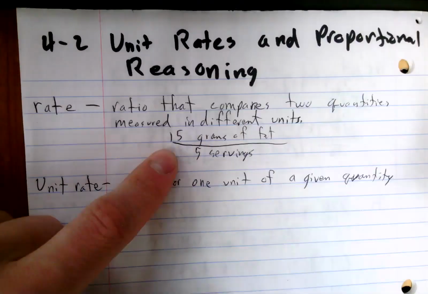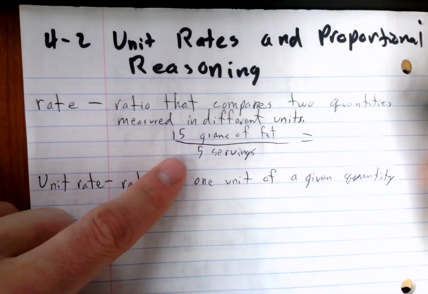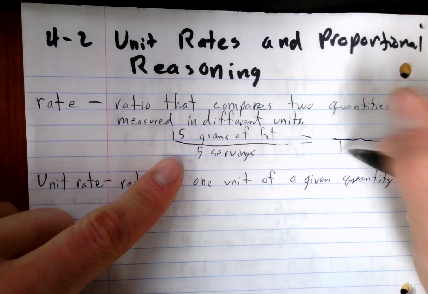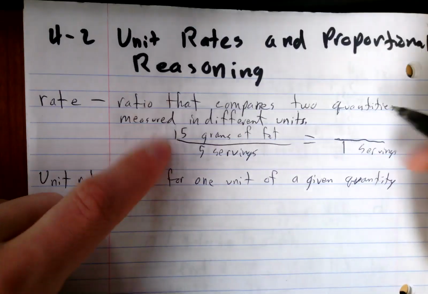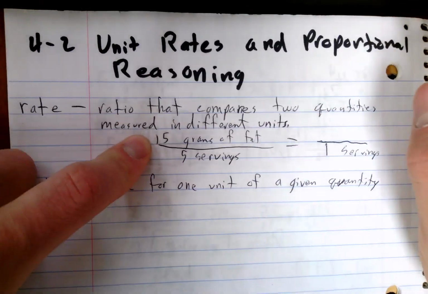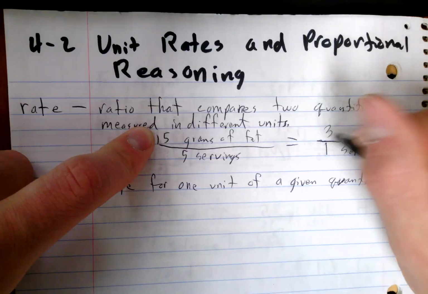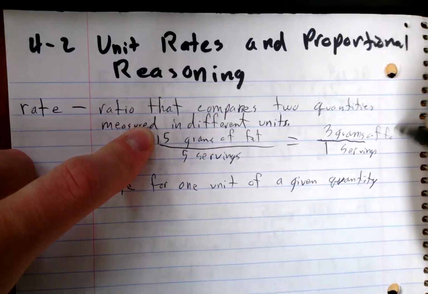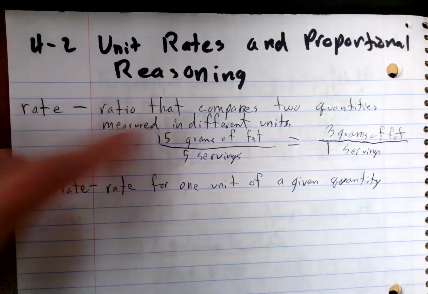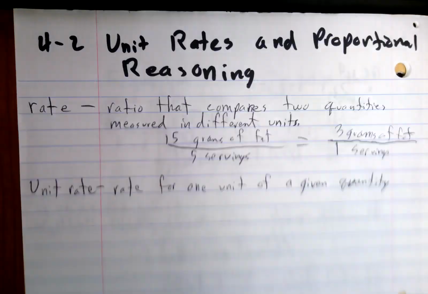So in our example here, we know 15 grams for 5 servings. A unit rate would be 1 serving. And if we find the greatest common factor for each of these, it'd be 5. So 15 divided by 5 would be 3 grams of fat.